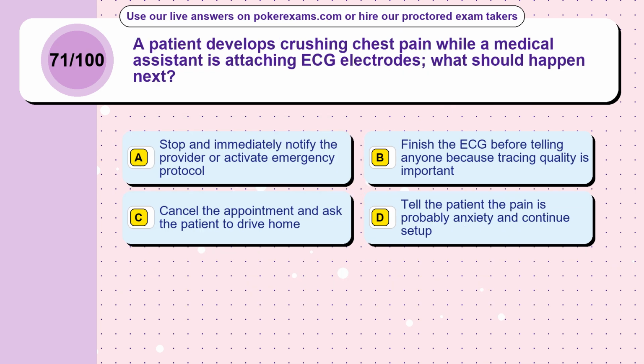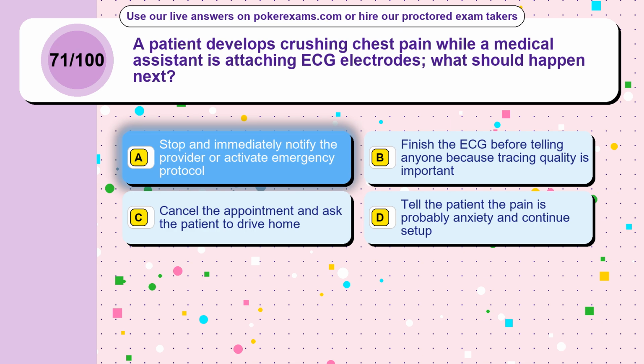Question 71. A patient develops crushing chest pain while a medical assistant is attaching ECG electrodes. What should happen next? Option A. Stop and immediately notify the provider or activate emergency protocol. Option B. Finish the ECG before telling anyone because tracing quality is important. Option C. Cancel the appointment and ask the patient to drive home. Option D. Tell the patient the pain is probably anxiety and continue setup.